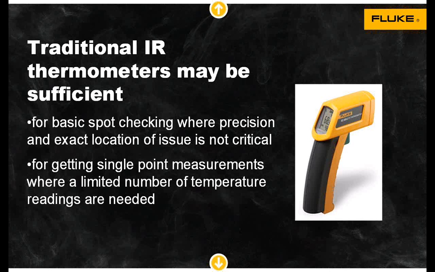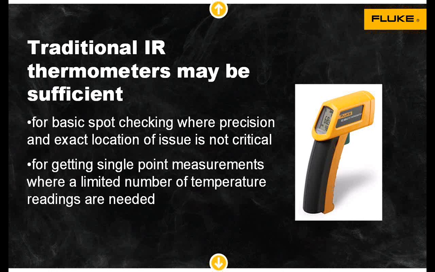Traditional IR thermometers may be sufficient for basic spot checking, where the precision and exact location of issues is not critical. A spot thermometer will provide an average temperature reading over a circular area. The further you are from the object, the greater the area. This is expressed with the unit's D to S ratio, distance to spot.